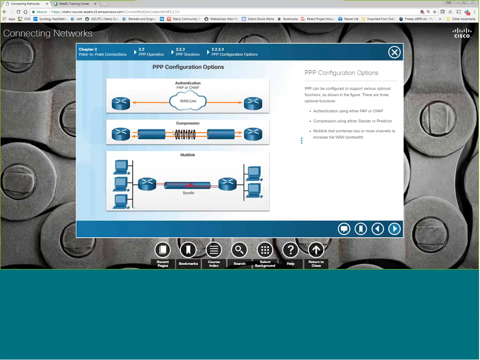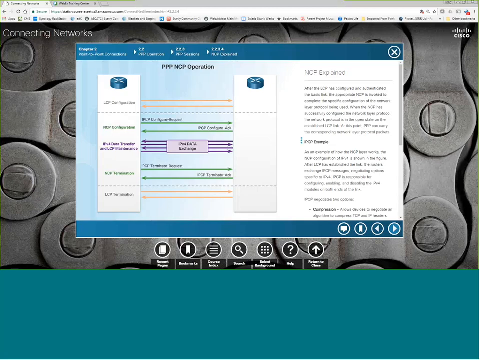We have the ability to do compression of data on the link, and we also even have the ability to do what's called PPP Multilink. And back in the day, a long time ago when it first switched over to PPP, you could actually take two 56K modems and do a multilink with them and end up with a faster connection than if you just had one 56K modem.